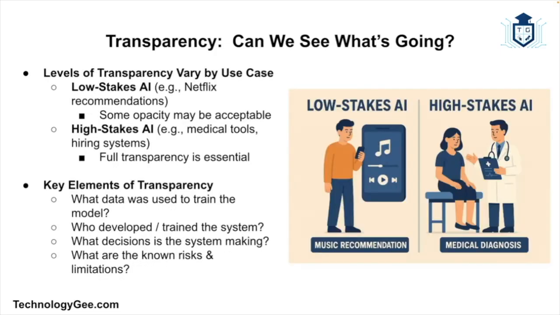Now, let's quickly talk about different levels of transparency because not all systems need the same level of transparency. Generally speaking, you have two categories. You've got what is called low stakes AI, and this could be something like a Netflix recommender. Basically, some opacity might be acceptable. Then you have high stakes AI, like medical diagnostic tools, where total transparency is critical. Transparency should include things like what data is being used, who trained the model, what decisions the system makes, what risks are known, and what the limitations are. And if users, regulators, or impacted individuals cannot answer these questions, then we've got a serious transparency problem.